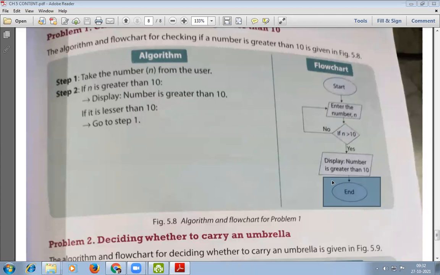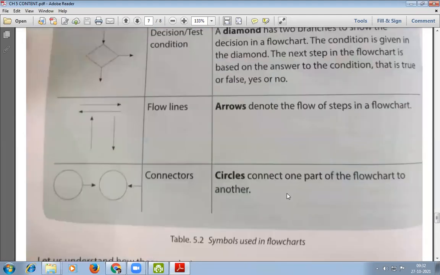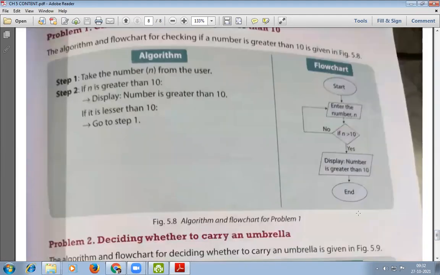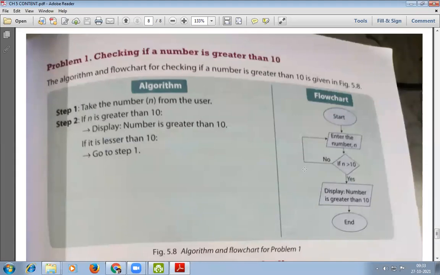As I have already told you, the flow chart should end with this symbol, the stop symbol. That's why we have to put the stop symbol here. So finally, to find whether a number is greater than 10 or not, we can write this flow chart where we have to write this algorithm.